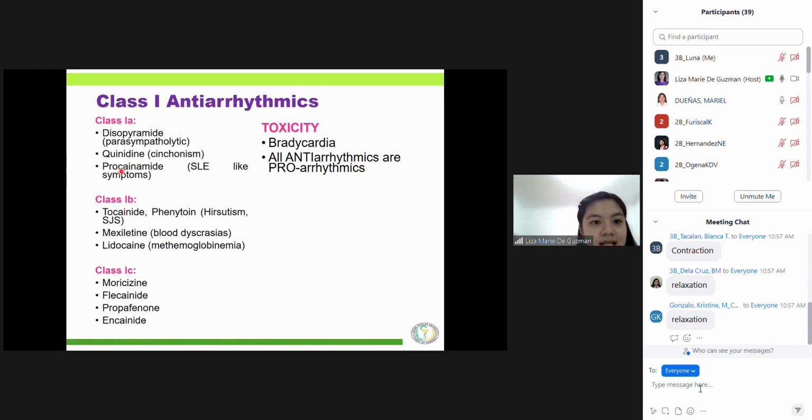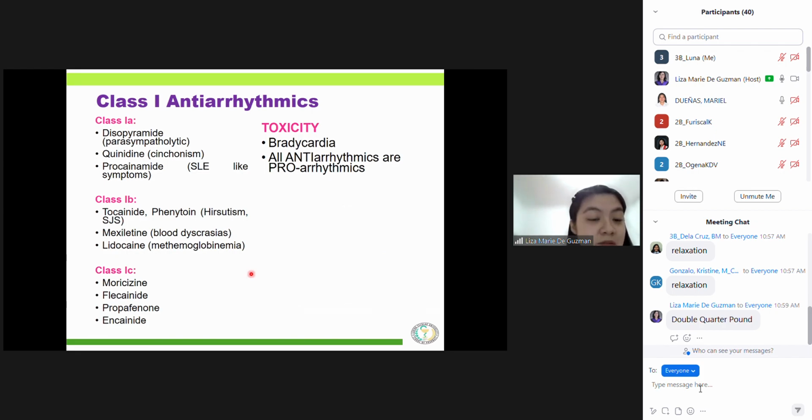So, let us discuss class 1A. For class 1A, we have the following. I'm not sure if this mnemonic has been shared with you, but for class 1A, we have double quarter pound. Has this been shared, class? Maybe it has. Double quarter pound. Why double quarter pound? Because D is for disopyramide, Q is for quinidine, and P is for procainamide. So, double quarter pound.